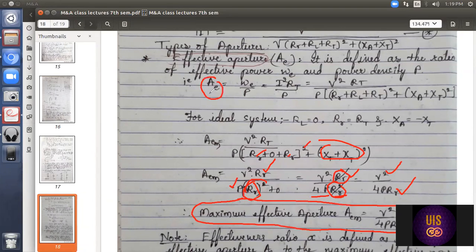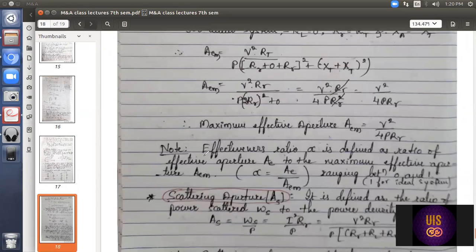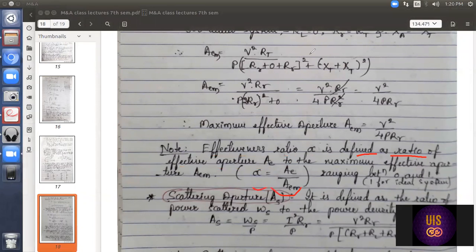We know this is the effective aperture equation. If you substitute for ideal system, it will become maximum effective aperture. Then as a note, I have written something here. See, effectiveness ratio, that is denoted as alpha, it is defined as the ratio of effective aperture to the maximum effective aperture. This is called effectiveness ratio, AE by AEM, ranging between 0 to 1.